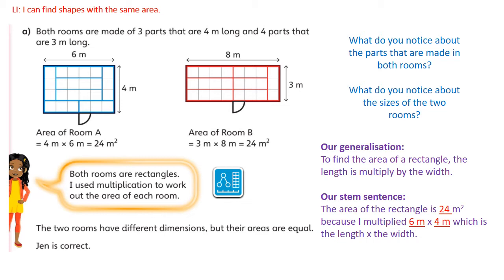So we can make a new generalisation here, can't we? To find the area of a rectangle, the length is multiplied by the width. So we could go one step further and turn that into a stem sentence. The area of the rectangle is 24 metres squared because I multiplied 6 metres by 4 metres, which is the length times the width.